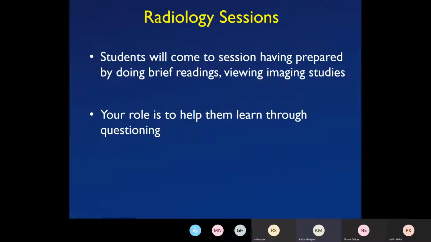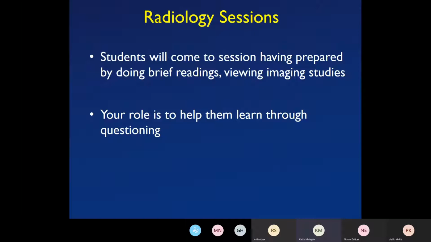So your role here is to help the students learn, and the primary way that we would like you to help them learn is through questioning. I've worked with a lot of faculty on these small group type of stations, and the most difficult thing for most of them is to move away from wanting to lecture the students about content. You have so much to contribute to the students and to their learning, that it's really easy to fall back into that mode that I think many of us learned in.